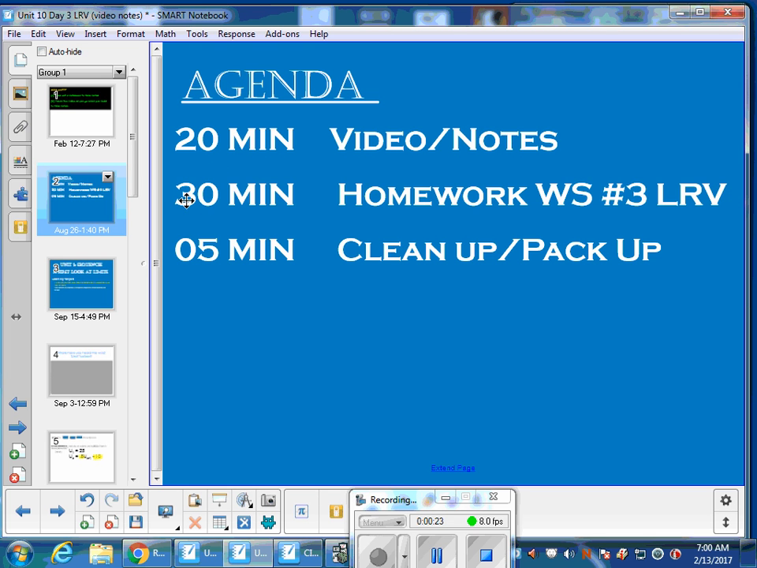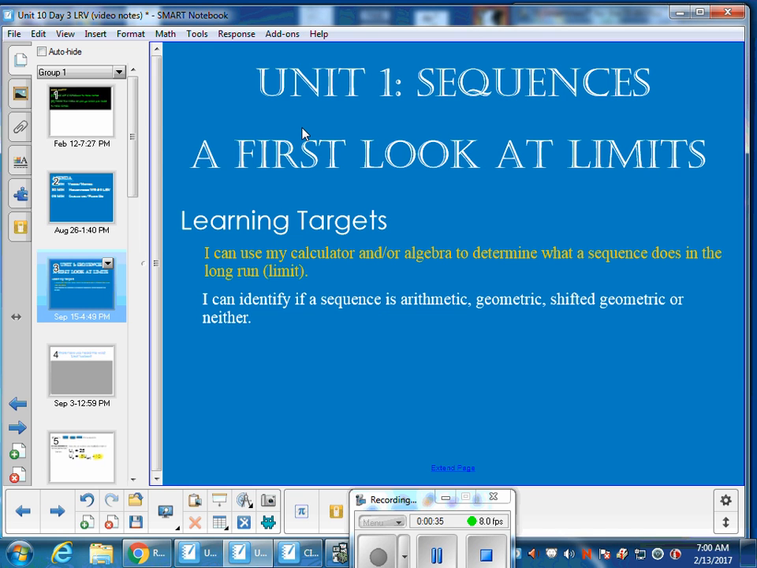And then you're going to have about 30 minutes to work on your homework, which is worksheet number 3, long run value, which is posted on Google Classroom. Please make sure you pack up with about 5 minutes left so that you can get all the Chromebooks back in their rightful place. All right, so today we're going to look at limits.